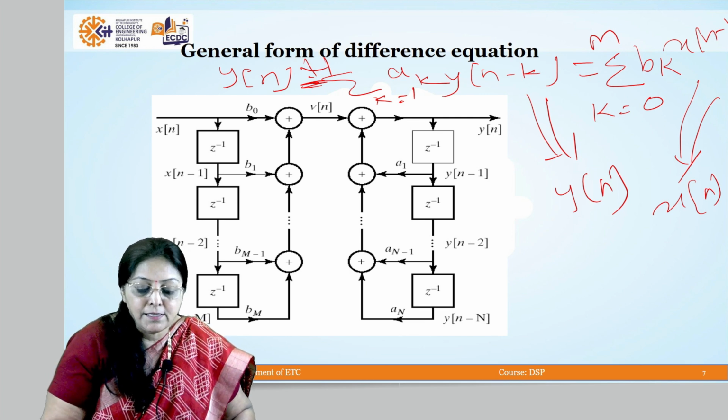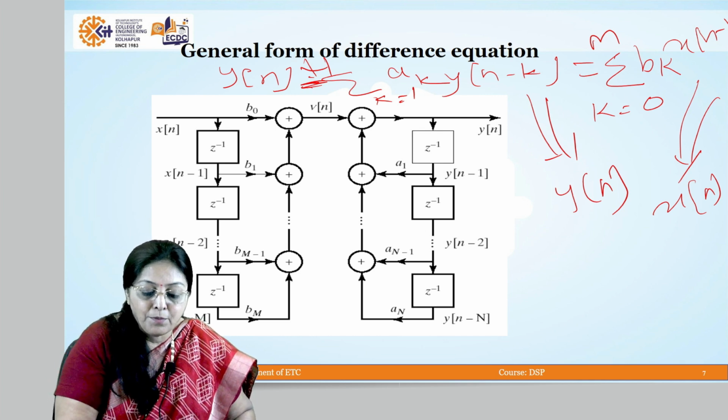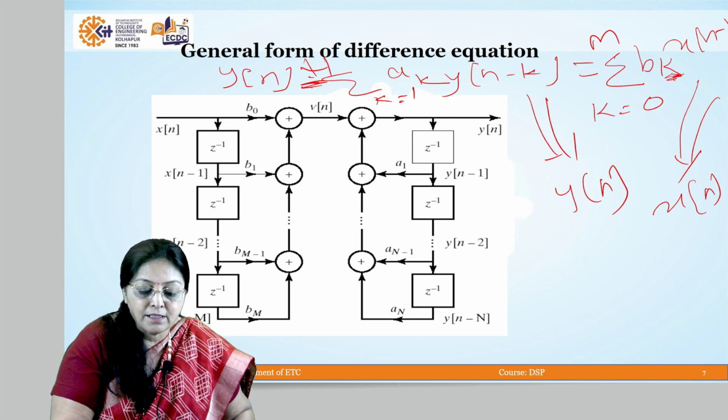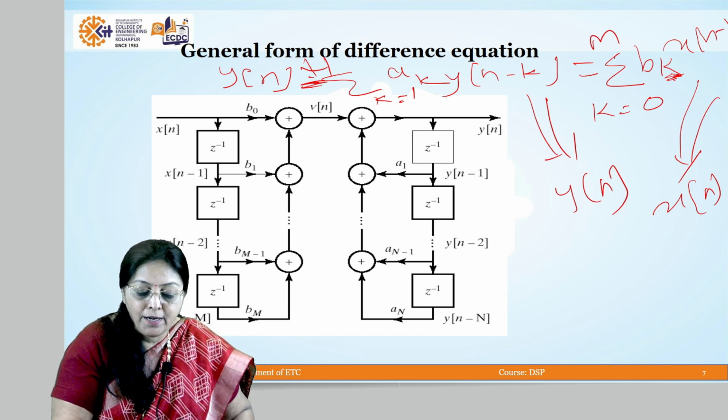How we can realize this difference equation in direct form 1: x of n, with multipliers b0, b1, b2 attached to x of n. They are in the forward direction. We are using delays. How many delays are required? k varies from 0 to m.